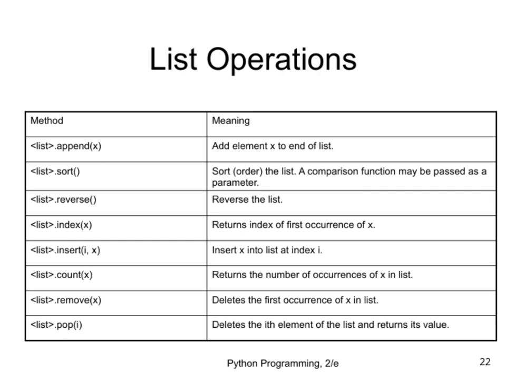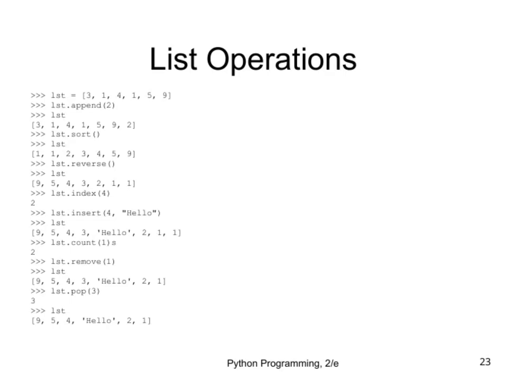And remove(x) deletes the first occurrence from the list, which is handy for cleaning up data. Lastly, pop(i) removes the element at index i and returns its value. This is especially useful when you need to both remove and access an item simultaneously. These methods form the core toolkit for manipulating lists in Python, and mastering them is essential as you build more complex programs.